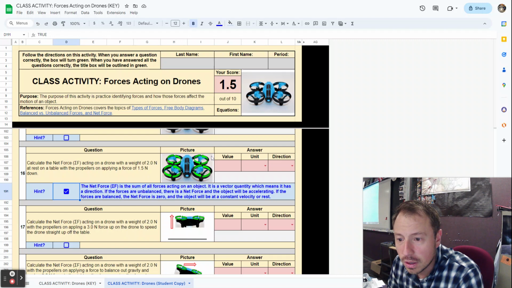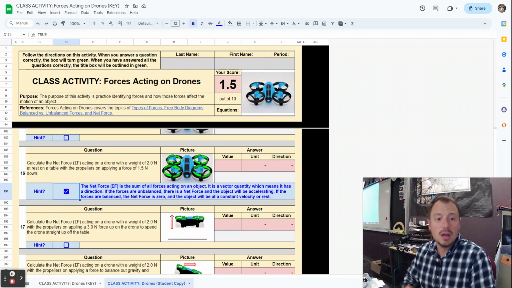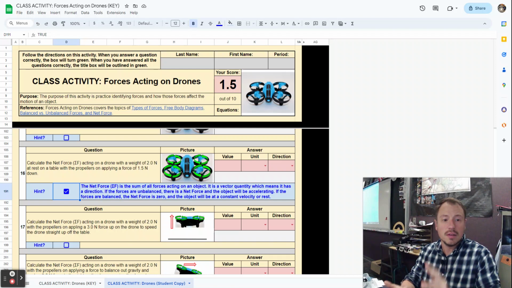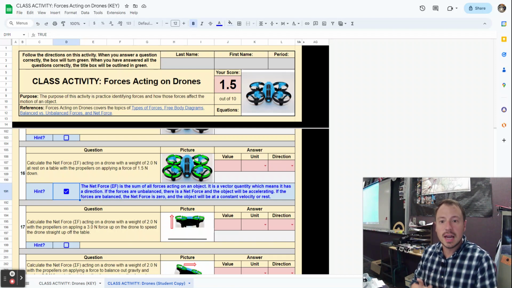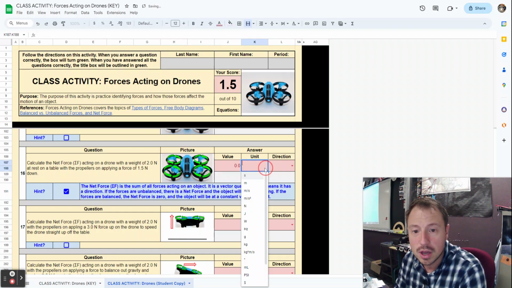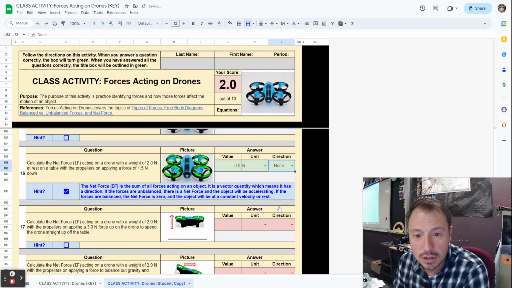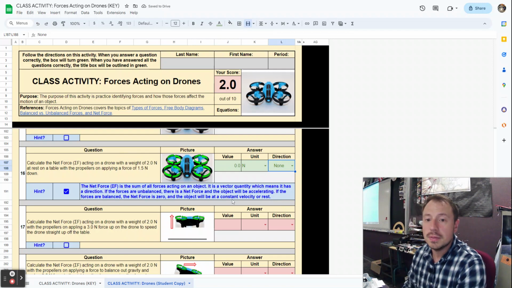Now, this one's a little bit tricky, but it's also kind of easy. It's at rest. Just because the propellers are on, applying a force upward, I still have a normal force. I've got the applied force of the propellers. I've got gravity pulling down. They all balance out, and it's going to be at rest. It's going to be 0 newtons. Now, the direction, well, there is no force, so it's none. There is no net force acting on this.